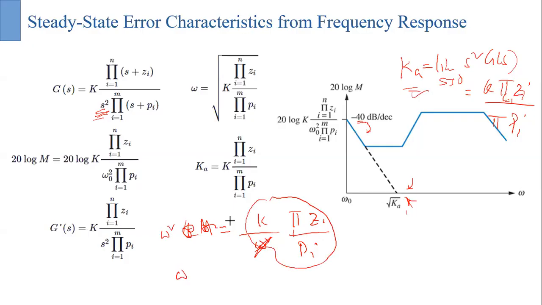So we can say that omega square is actually equal to K, and the omega that we are going to find here is root over K. So what we have to do is extend our curve to find the 0 dB crossing line, and whatever the corresponding value of omega is, we have to figure out that omega, and that is nothing but your K. So K will basically be omega square.